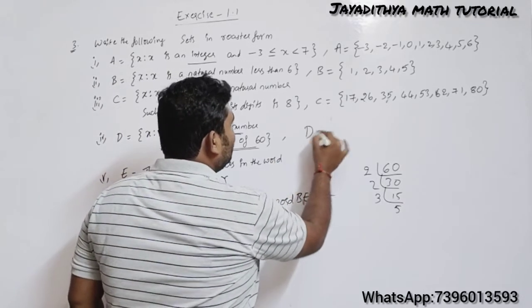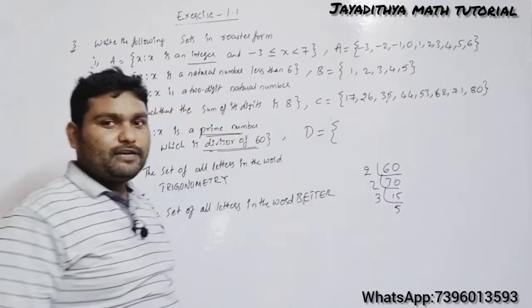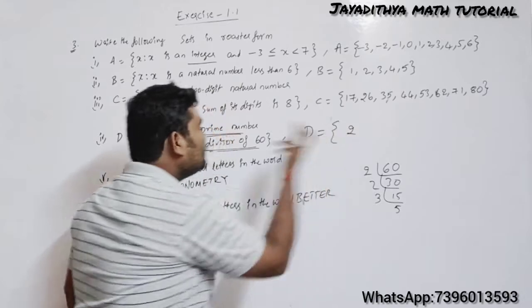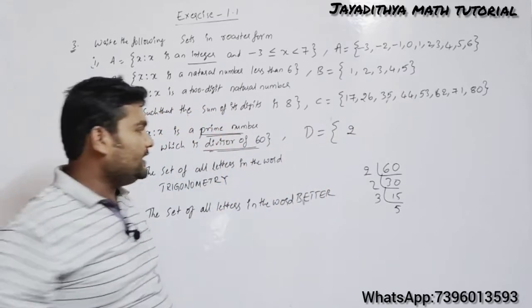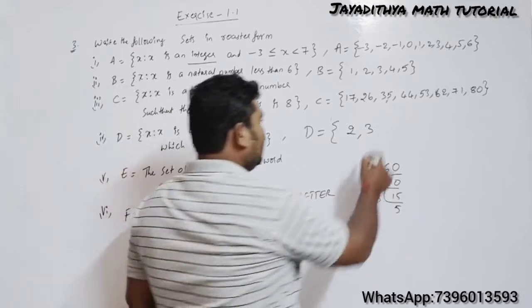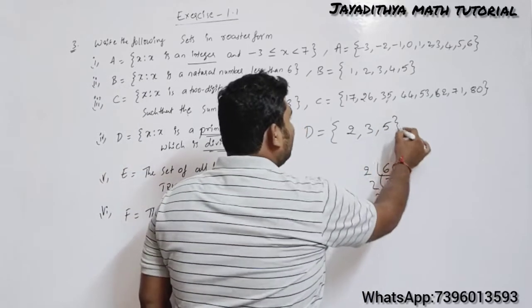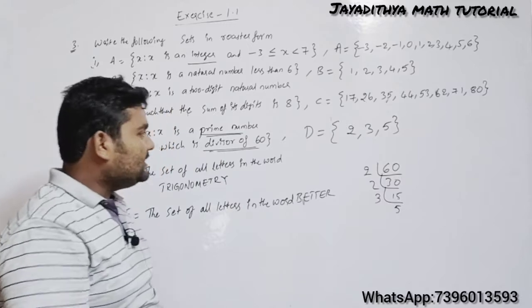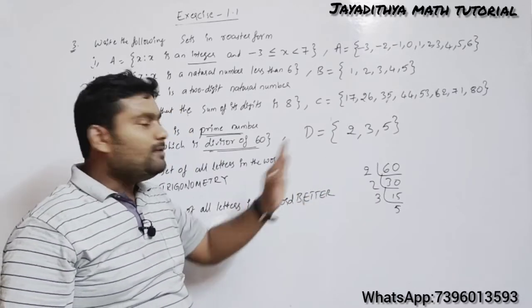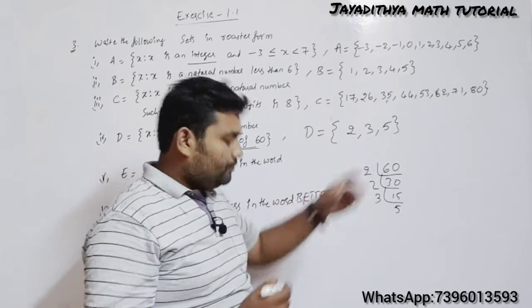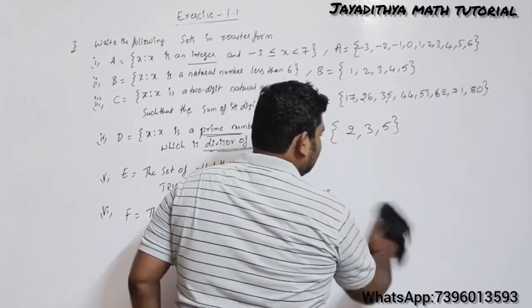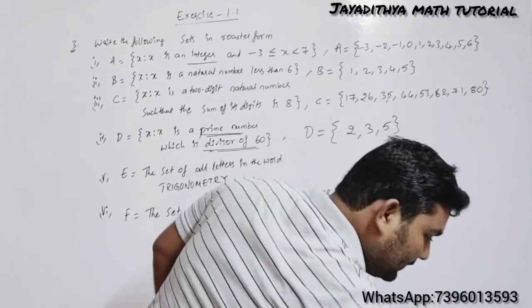So what happens here? D is equal to, what are the elements that come into this set? 2. Why? Because 2 is a prime number and also a divisor of 60. The next one is 3. 3 is a prime number and also a divisor of 60. And 5. 5 is also a prime number and a divisor of 60. Though we have one more 2, you should not mention it. Why? Because in a set, elements should not be repeated. So to satisfy that condition, we are not writing 2 again. Clear? Let us go for the next one.